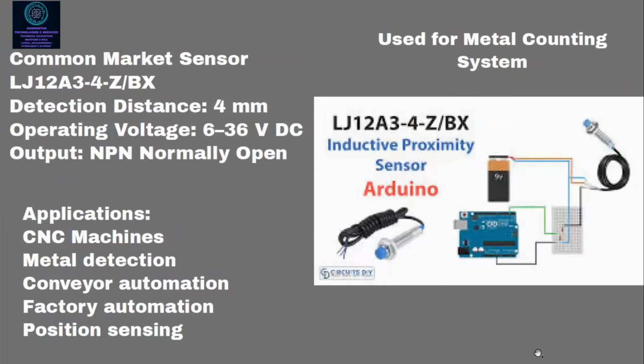Then the common sensor in the market that you use mainly is the LJ12A3-4-Z/BX. The distance it measures is 4 mm and the operating voltage is 6 to 36 volt DC. Output we call NPN, normally open. You can see a picture on the right hand side where I've used an Arduino board and the same sensor, and you can make a small project for metal counting purpose.